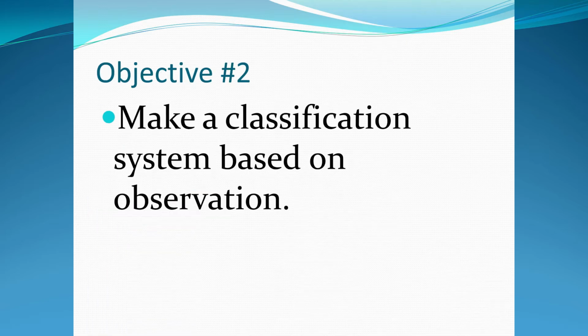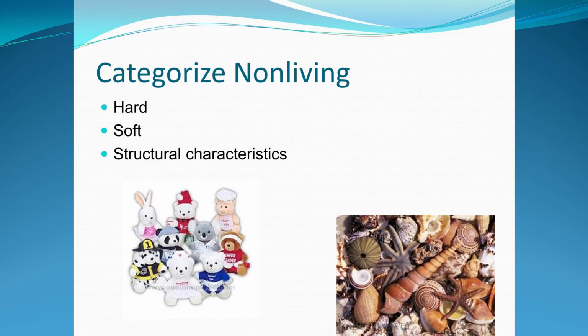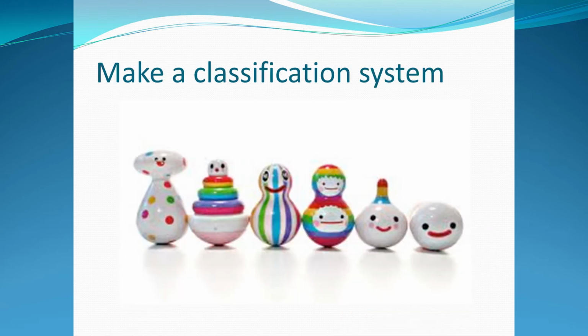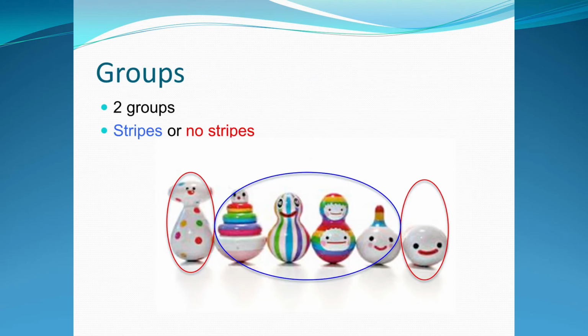Objective 2 asks you to make a classification system based on observation. We can categorize non-living things pretty basically, like hard and soft, basically looking at structure. If, for example, I took these 6 toys, I could make a group a lot of different ways. But the 2 groups that jump out at me is whether they have stripes or no stripes. So notice that the 2 on either end would be in my no stripe group, and the 4 in the middle would be in the stripes.